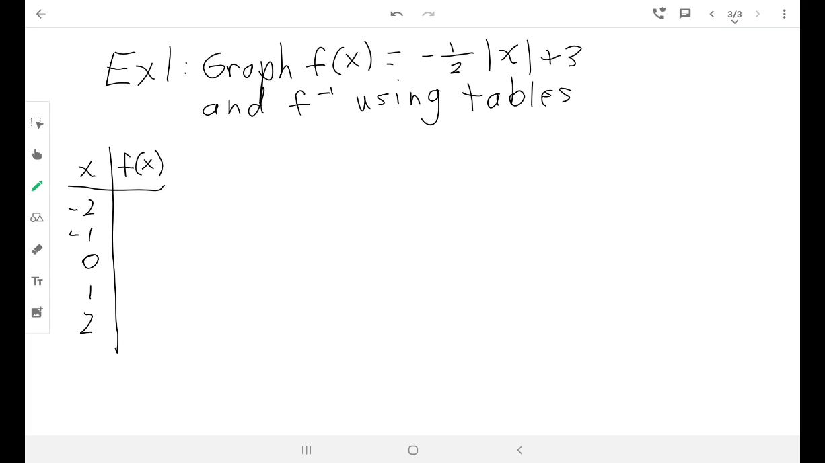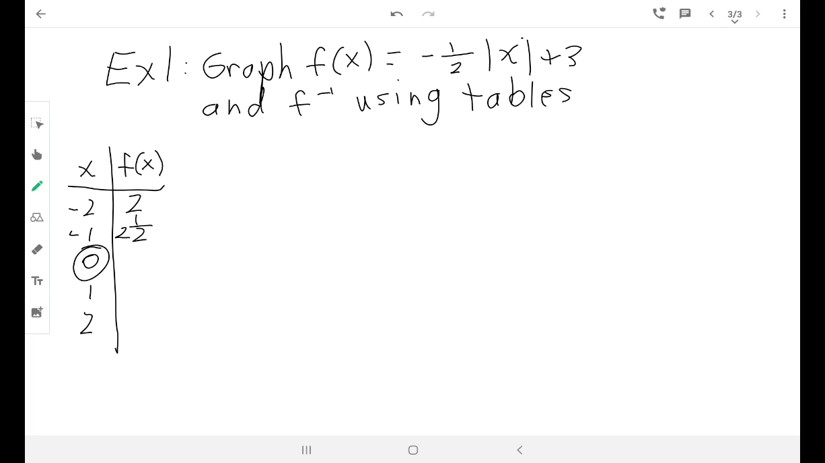So what happens if I plug in -2 for x? Well, the absolute value of -2 is +2, and -1/2 times +2 is -1. -1 plus 3 is 2. What happens when I plug in -1 for x? Well, the absolute value of -1 is +1. -1/2 times +1 is -1/2. -1/2 plus 3 is 2.5. And I'm just going to write it that way. I could write it as 5/2 also, but it's pretty easy to come up with 2.5 there, and that's pretty easy to find on a graph, so I'm going to leave it that way.